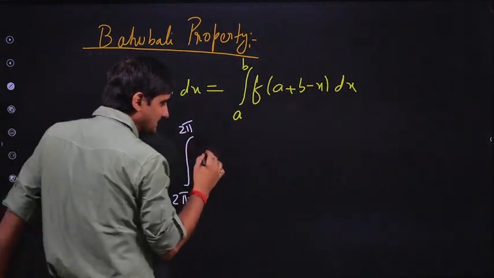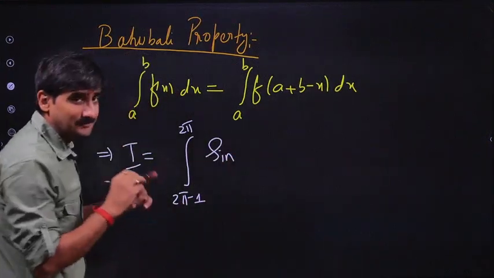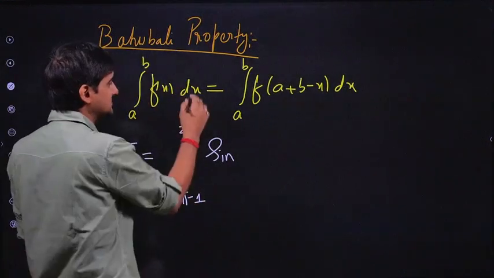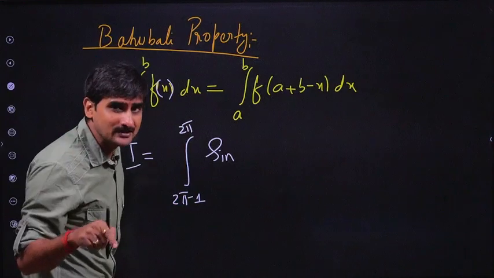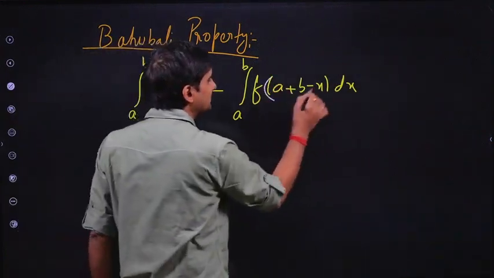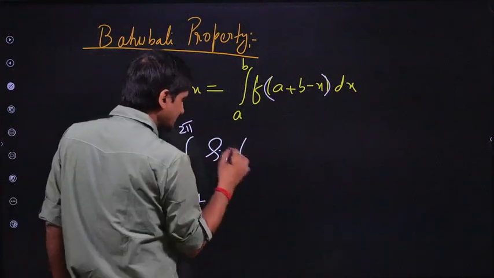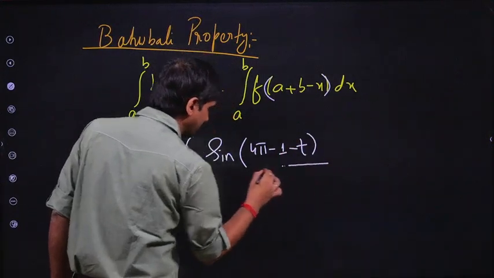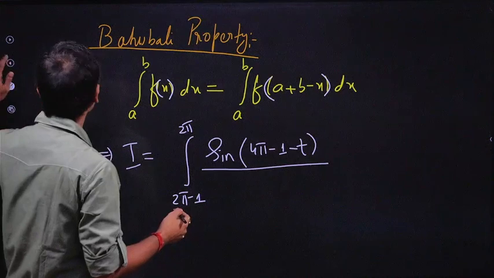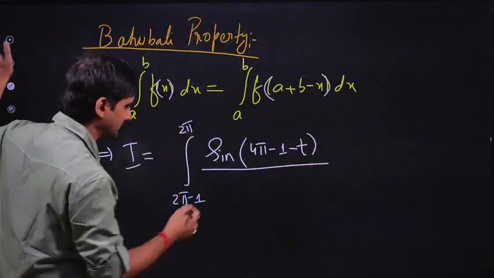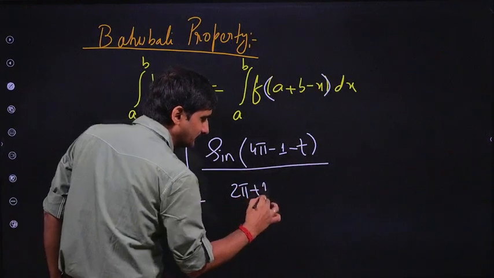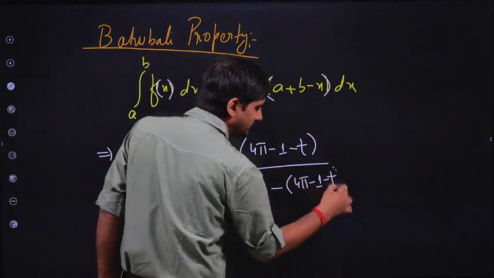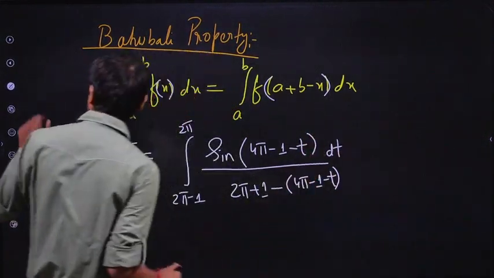So applying this property in the integral, I'll be replacing t by sum of upper limit and lower limit. So it's 4 pi minus 1 minus t. So you have to replace within function the variable of the integral x by a plus b minus x. So t by 4 pi minus 1 minus t. That's why, in denominator, what we had? In denominator, we had 2 pi plus 1. So it's 2 pi plus 1 minus, instead of t, I'll be writing 4 pi minus 1 minus t, dt.